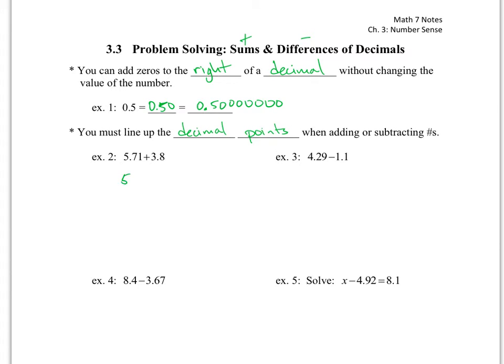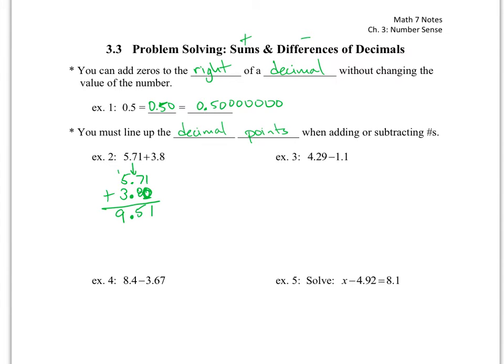So 5.71 plus 3.8, and I line up my decimal points. They're right there. There's a blank here. I can add a 0 and it doesn't change it. So now we just add: 1 plus 0 is 1. 8 plus 7 is 15. Decimal point comes straight down, still lined up. 5 plus 3 is 8, plus 1 is 9.